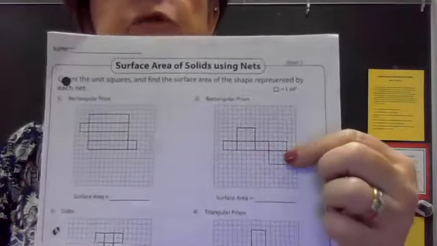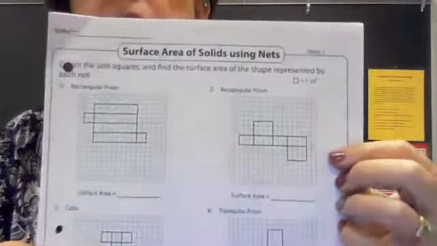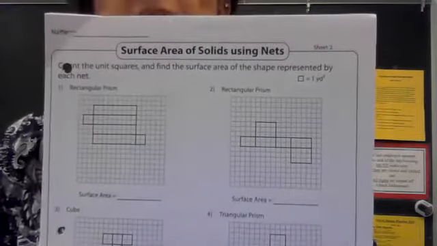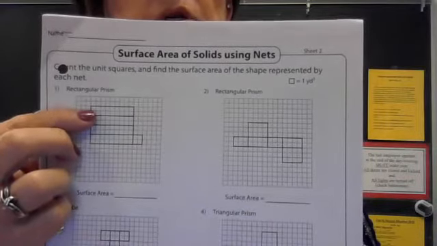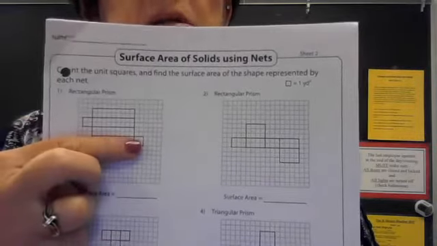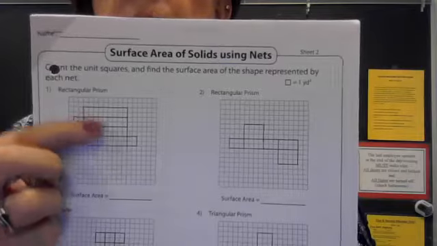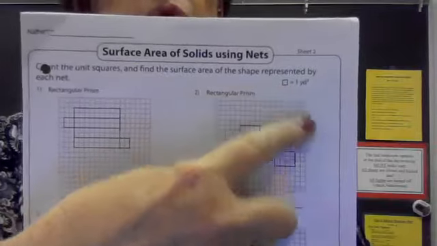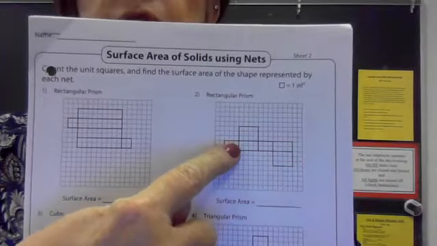So what they've done here on this first page, and I think they're almost all of them, are rectangular prisms. And they just said, just count the squares. So we're just going to count the squares that are in the top box, the middle box, and the bottom box, and the side, and the side. They're just getting you used to the idea that it's just boxes. Now up here it says that one of the boxes is a yard squared. So when you get through counting everything, that's how many yards squared the surface area is.